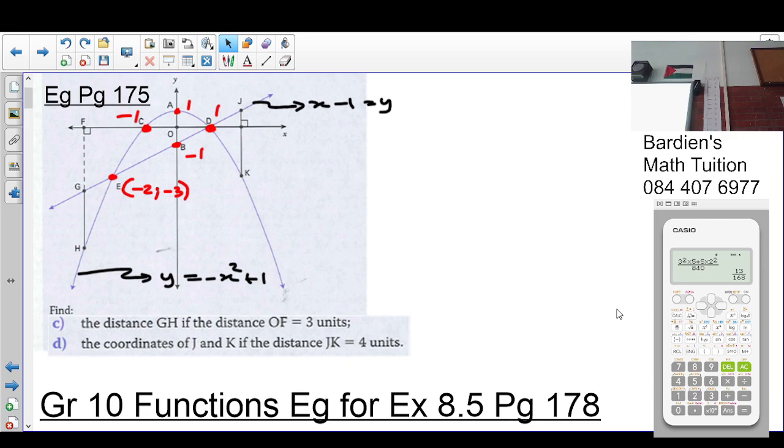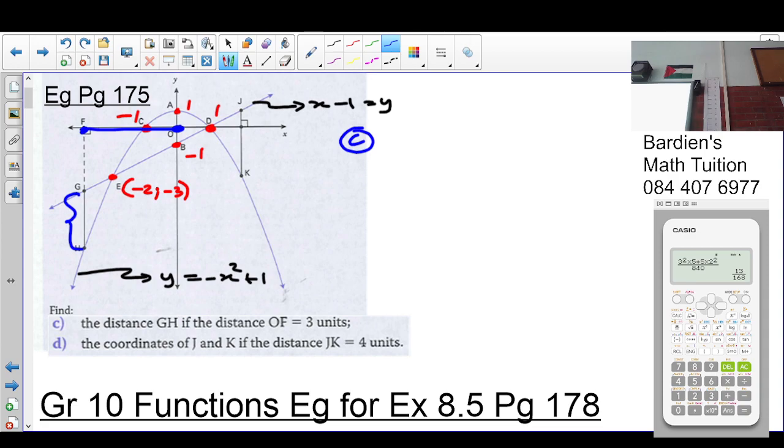So now in question C, we must find the distance GH. If the distance of OF is 3 units, there's OF. There O is the origin, and there's F. That is 3. The distance of OF is 3 units. Alright. Now, there's 2 ways of doing this. I'll do both ways for you. If you don't understand the first way, let me know.